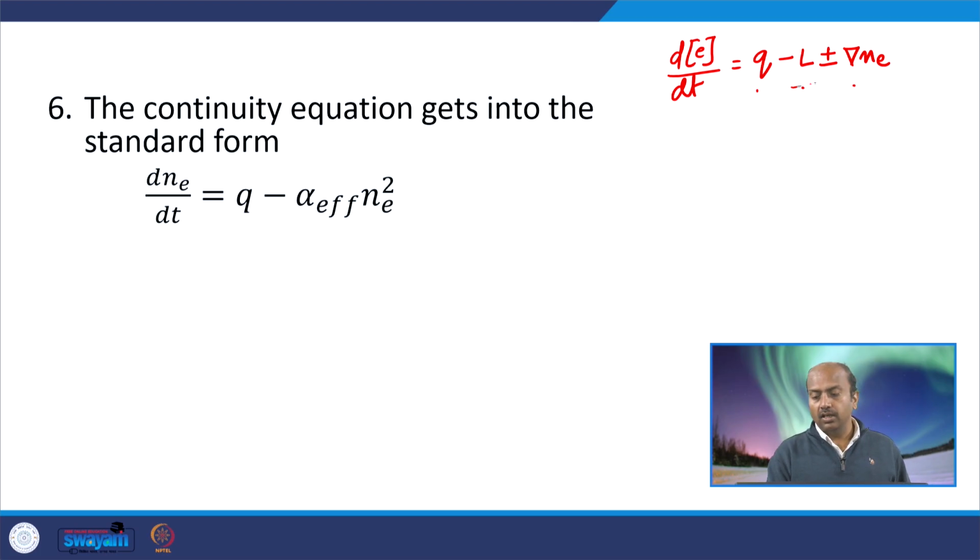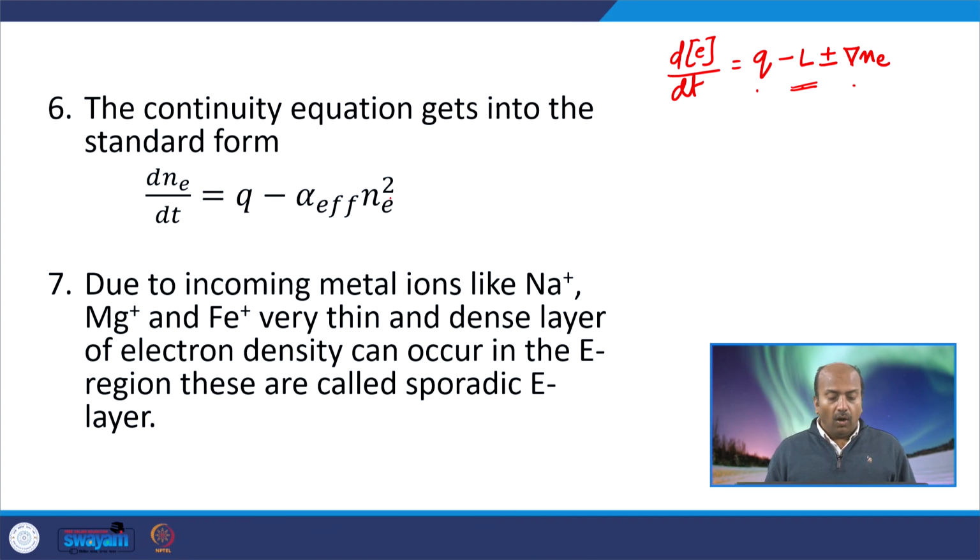We have already seen the loss is equal to minus alpha effective times Ne. So, alpha effective is the effective recombination coefficient. Why am I calling it effective? Because the recombination processes can be due to O2+ or NO+. Obviously, the recombination coefficients for these two processes are different. So, an effective recombination coefficient takes care of both these recombination coefficients. You add them in such a way that it represents the total recombination coefficient.